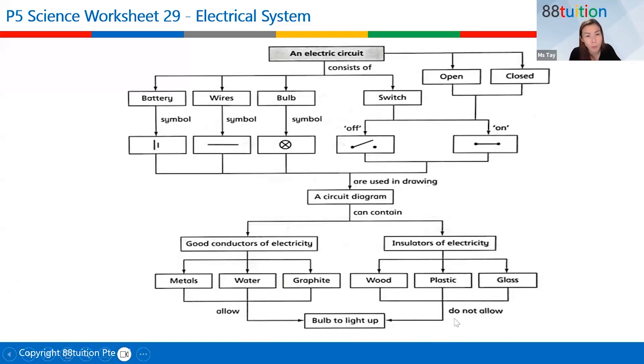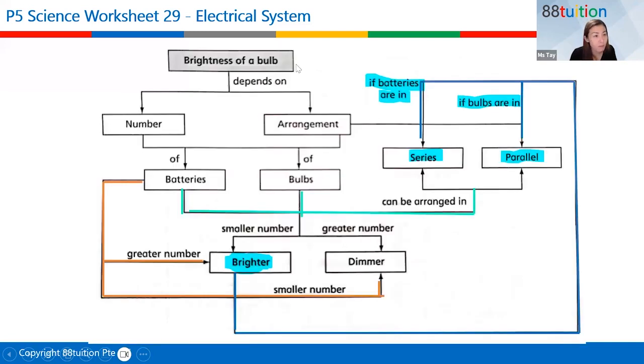So this is a very quick summary of our topic. Then brightness of a bulb. I think somebody asked me this question last week, and I hope this person already found the answer to the question. The notes here will also tell you something related to that. It depends on the number of batteries, and also on the number of light bulbs and how they are arranged. So how bright you want your bulb to be really depends on how you arrange it.